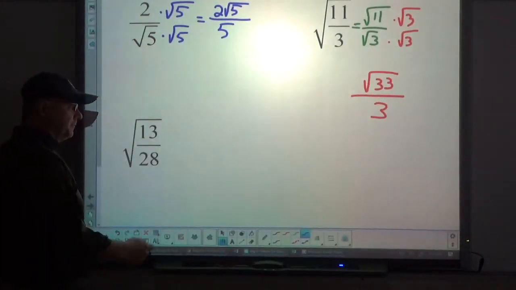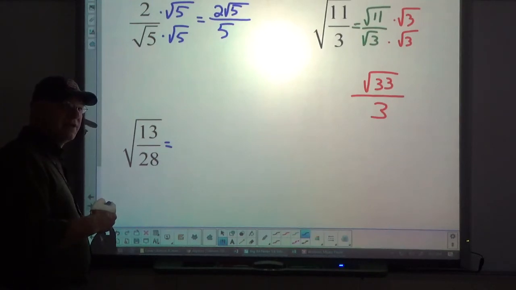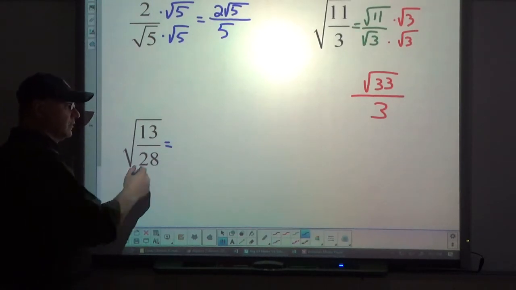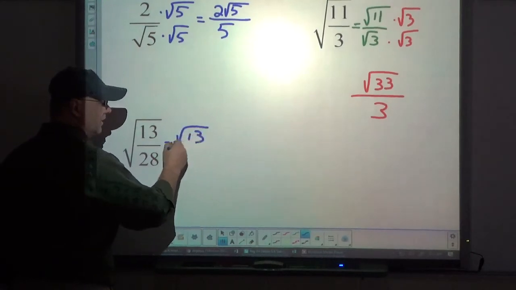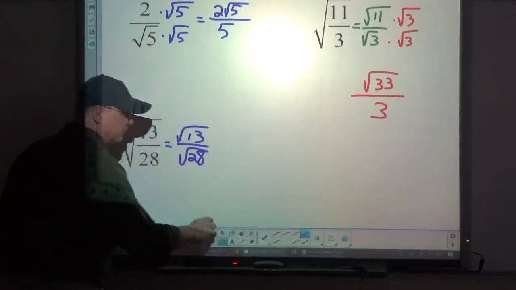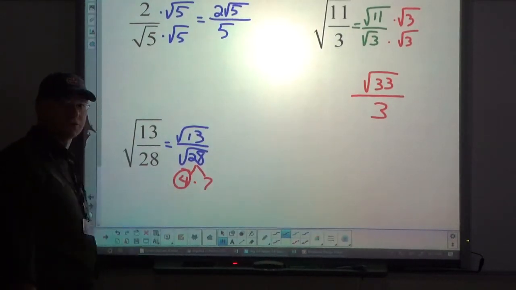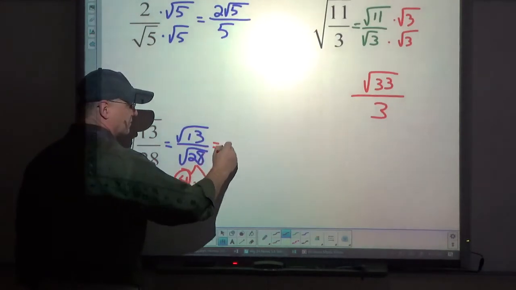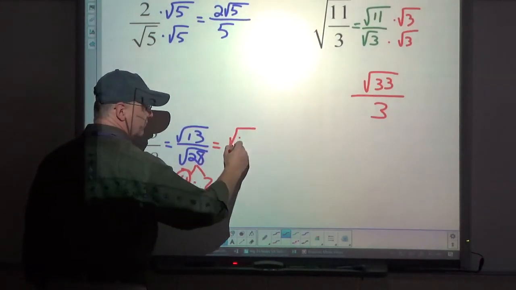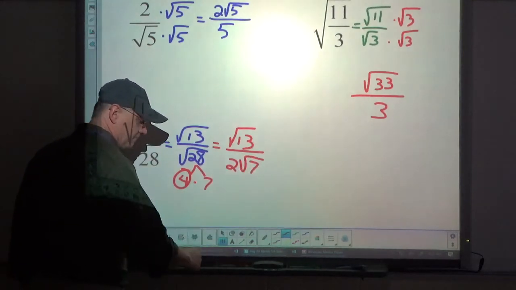Over here, I like to simplify my square roots before I try to work with them. So I'm going to break this into 4 times 7. Now I know square root of 4 is 2. So this is square root of 13 over 2 square root of 7.